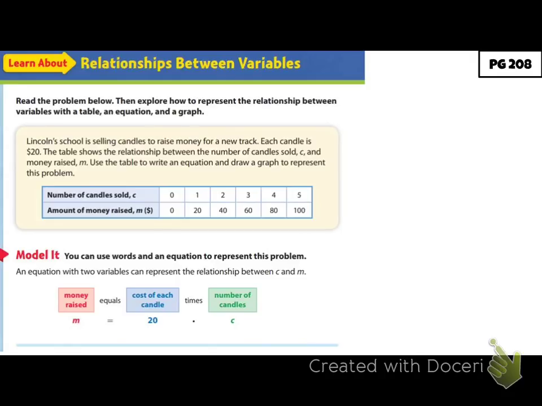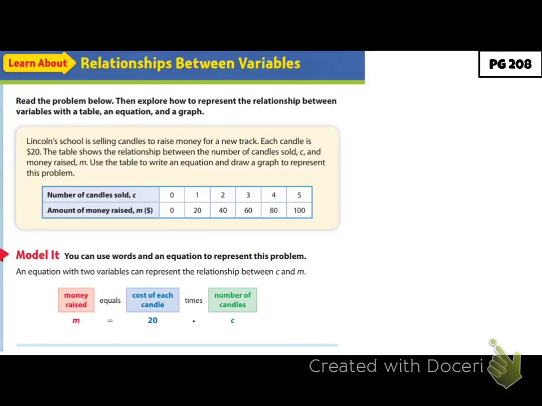So you can see here you have the number of candles sold, and it has 0, 1, 2, 3, 4, 5, and it could go on from there. And then on the bottom you have the amount of money raised, which is your M. So if we sold 0 candles, it's $0. If we sell 1 candle, it's 20. 2 would be 40, 3 is 60, and so on. So you can see it goes up by 20 each time on the amount of money raised.